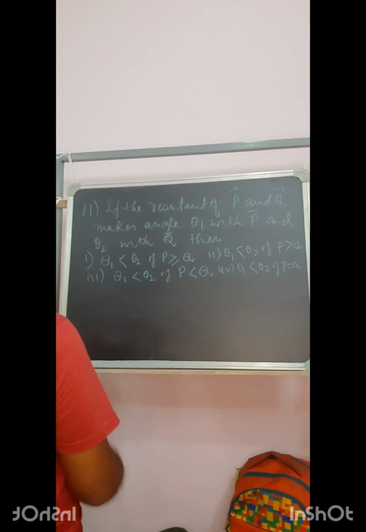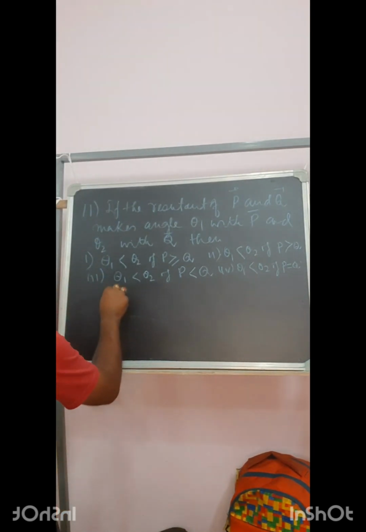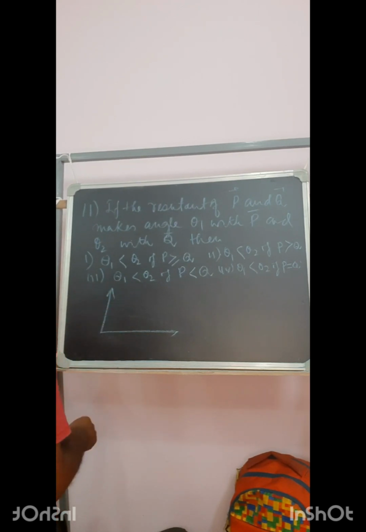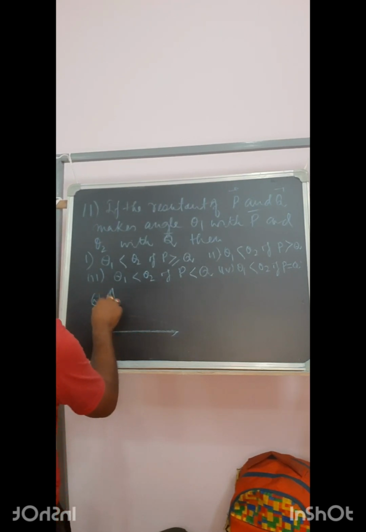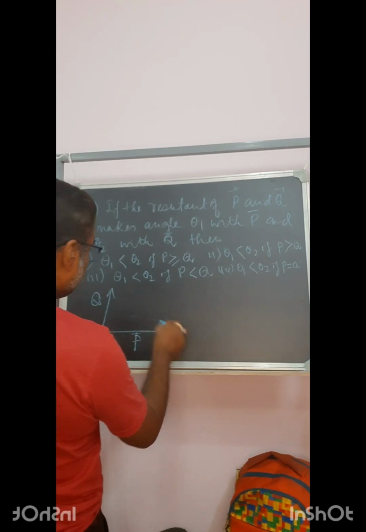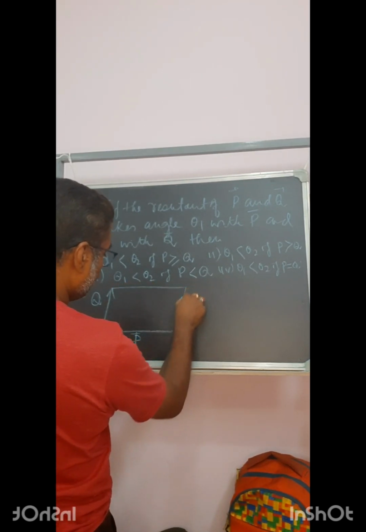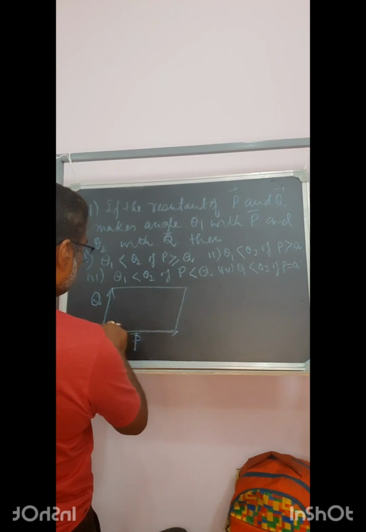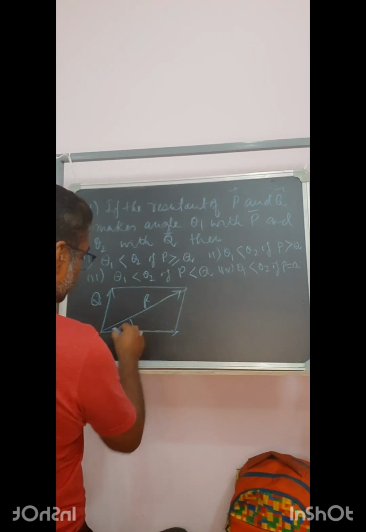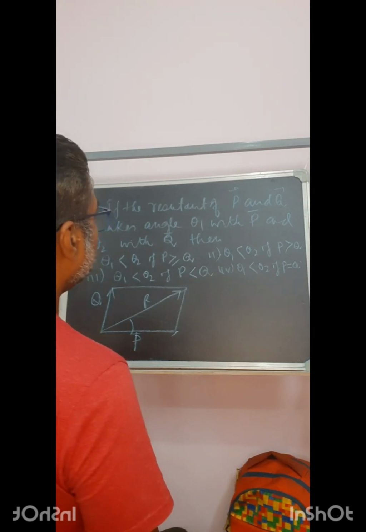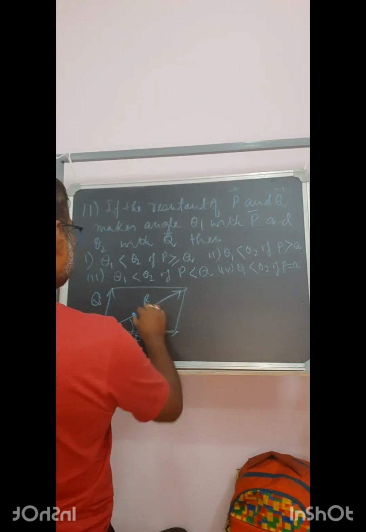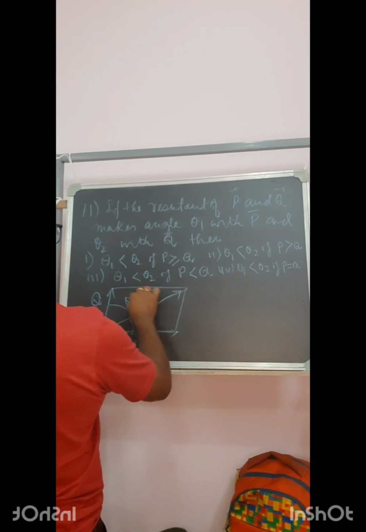Now to decide it, as you know, let's say these are the two vectors. I assume this is Q, this is P. Now when they form a parallelogram, this will give the resultant R. This is the angle the resultant makes with P, that means this is theta 1, and with Q, this is making theta 2.